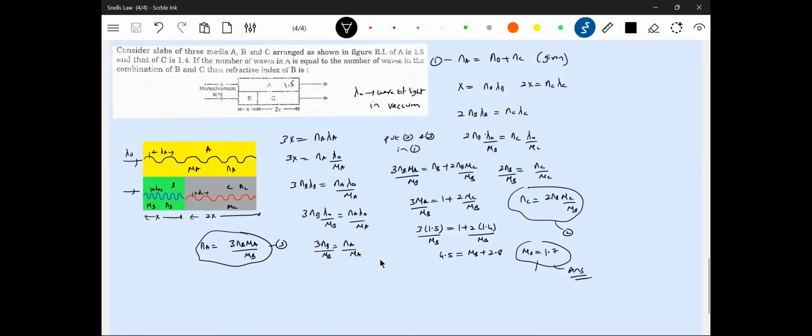These are some basic preliminary ideas: if a ray propagates in a different medium, then the wavelength and the speed of light are going to be different in different media. The frequency is going to be the same. Based on that, I have explained some numericals here.